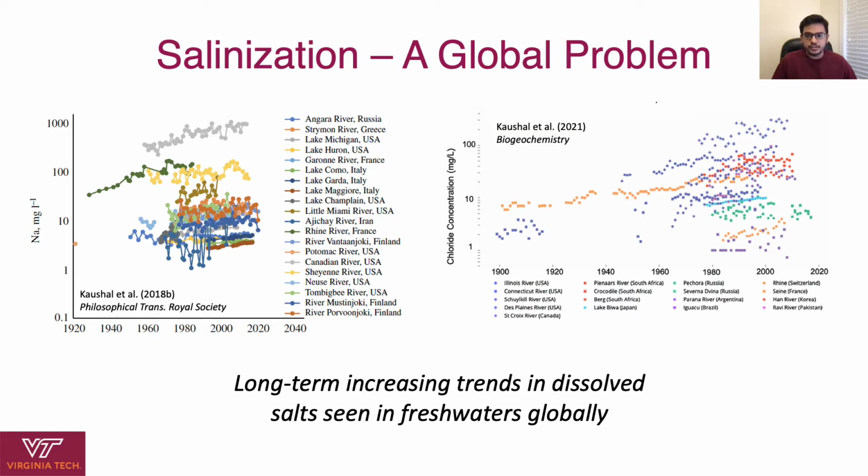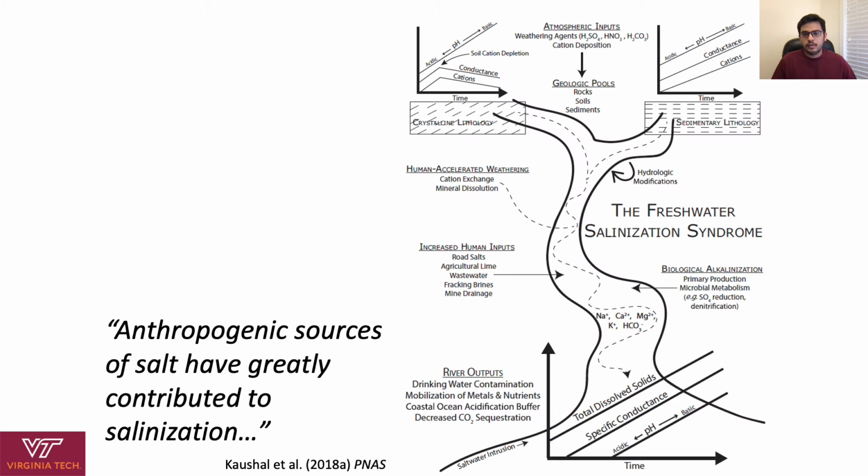Freshwater salinization is a growing water quality challenge globally. This is evident from long-term increasing trends in dissolved salt ion concentrations in rivers all over the world. This phenomenon is called the freshwater salinization syndrome, which results in increasing trends in specific conductance, alkalinity, and base cations. Although salinization occurs due to natural causes like weathering, atmospheric deposition, or saltwater intrusion, in recent years, human activities have contributed greatly to high salinity levels.